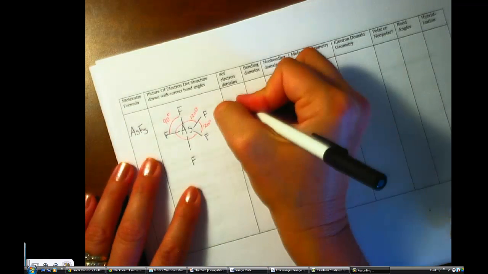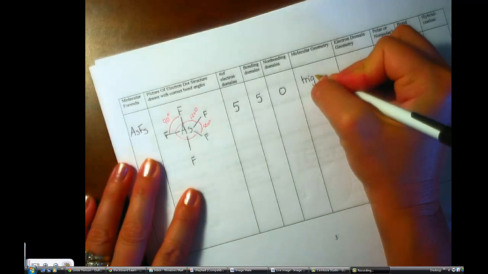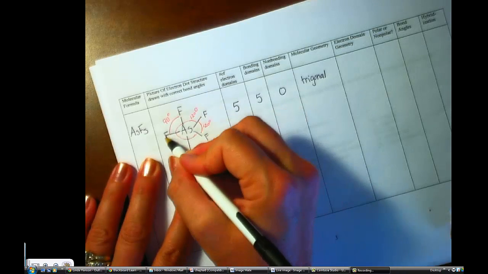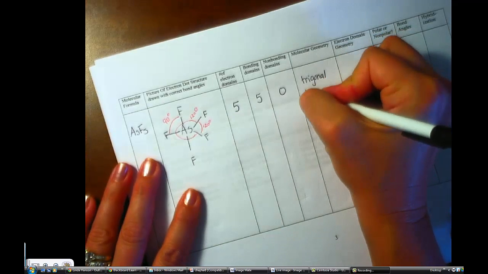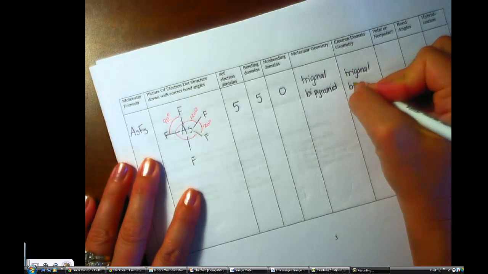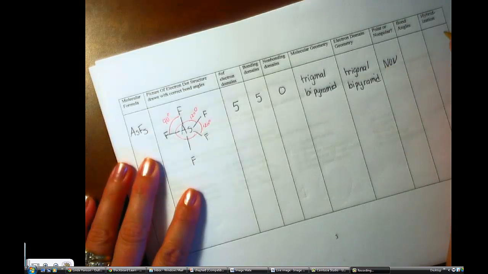Alrighty. We said that there were 5 domains, all 5 bonded, 0 unbonded. The name of this is called trigonal, and that's because this is an equilateral triangle. 1, 2, 3, the face of an equilateral triangle. And then the other word is bipyramid, or bipyramidal. Electron domain geometry is the same because all of the atoms are bonded back to the central, no lone electrons. This is a nonpolar molecule, completely symmetrical. 2 different bond angles we have drawn in, 90 and 120, and an sp3d1 hybridization.